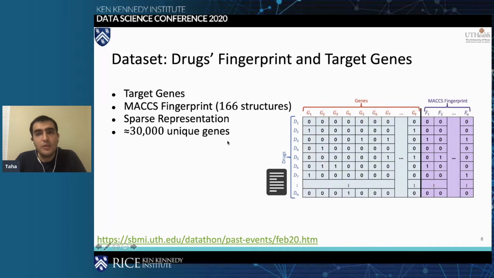And for drugs, what do we have? For drugs, we have their target genes with a binary number: whether a drug can target a gene, it is 1, or 0 if it cannot. And MACCS fingerprints, which count the number of 166 structures in a drug, like, for example, an oxygen structure and so on and so forth. And it is also a sparse representation.